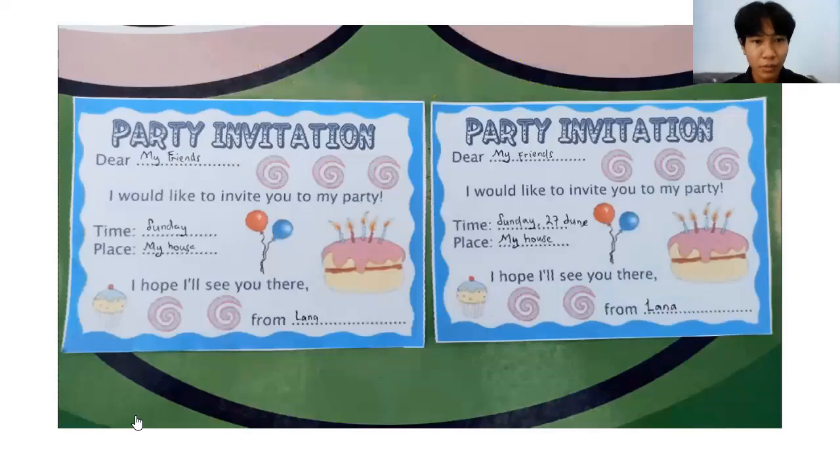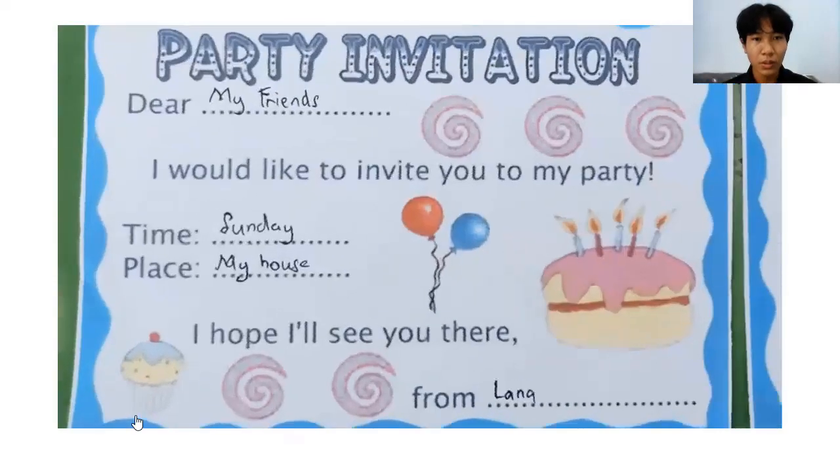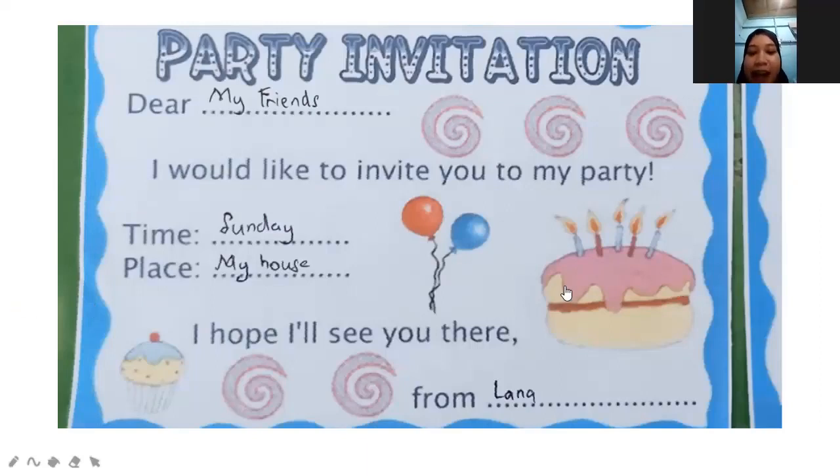Let's take a look at his first birthday invitation card. In this birthday invitation card, did you notice whether the card is right or wrong? Can anyone help me? Me, sir. Okay, Rizka.